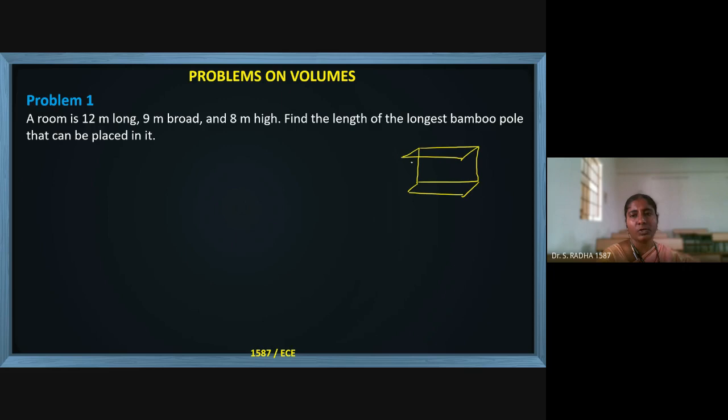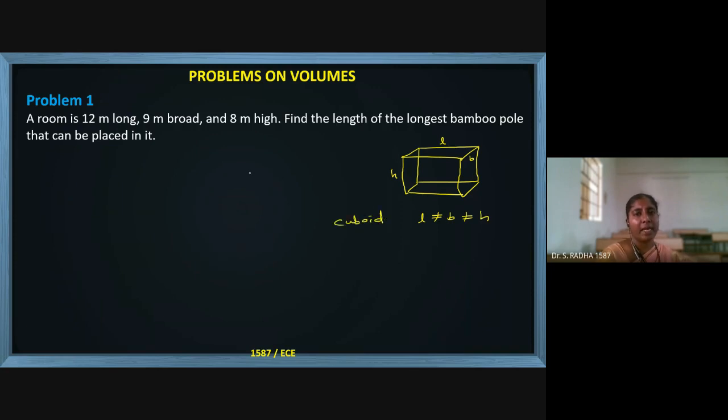This is a closed room. So you can see this is the height, this is the length of the room, this is the breadth of the room. They have given the values of length, breadth, and height, and the values are different, so they are not equal. So it can be called a cuboid.